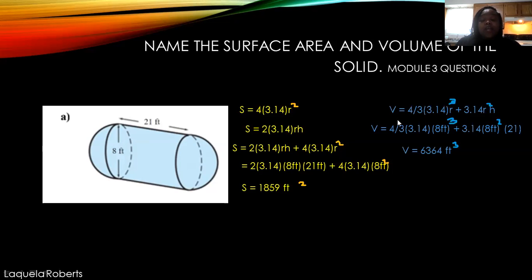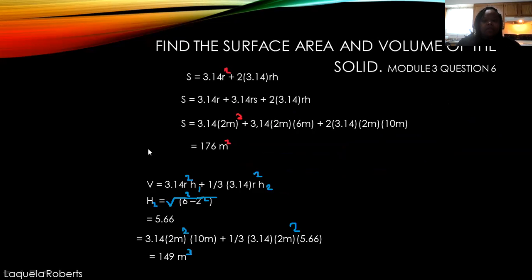So we find the volume will be 4/3 times pi r cubed plus pi r squared h. So the volume is 4/3 times pi times 8 cubed plus pi times 8 squared times 21, which gives us the volume of 6,364 feet cubed.